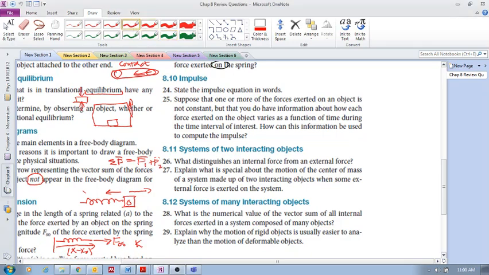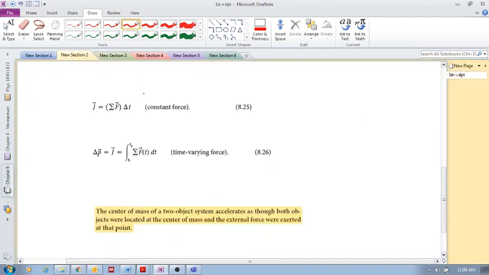Impulse. State the impulse equation in words. What is impulse? Well, it's given by these two equations. Impulse is the vector sum of the forces multiplied by delta t. Okay, that's the equation, but what is it?